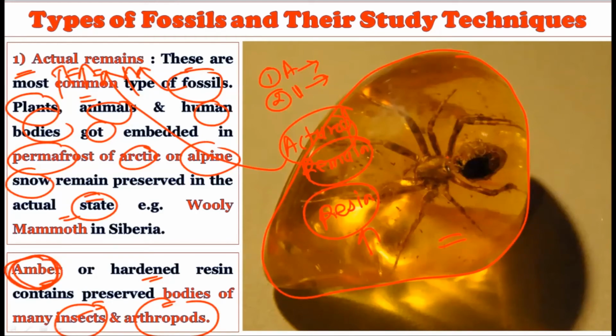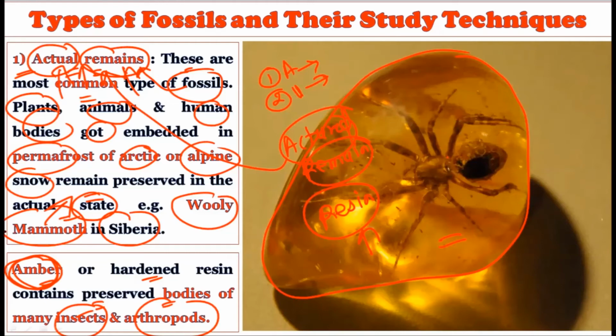What is this type of preservation called? It is called the amber. So amber, in which the actual remains of the plants or the animal life may get trapped. And for this we have the example as well of the mammoth in Siberia, because it got under the snow, and its whole body structure got preserved, as we have seen in the last slides, right? So amber and mammoth are the examples for these actual remains.